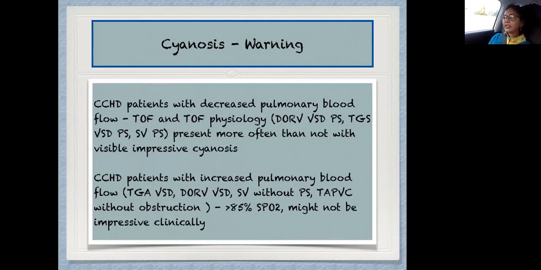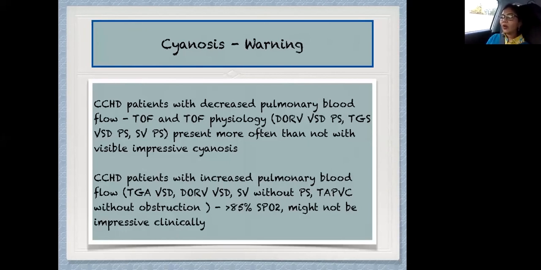But something which I always keep saying is that cyanotic congenital heart disease patients with increased pulmonary blood flow, that is TGA VSD, DORV VSD, single ventricle without PS, TAPVC without obstruction, many of them have saturations of more than 85%, and it might not be visible to the human eye. These are the diseases in which, if surgery is delayed, the pulmonary vascular resistance rises, and obstructive pulmonary vascular disease develops much earlier than in the corresponding counterparts like VSD. So they might actually present like a VSD, but if you delay proper diagnosis and management, these kids will suffer more.